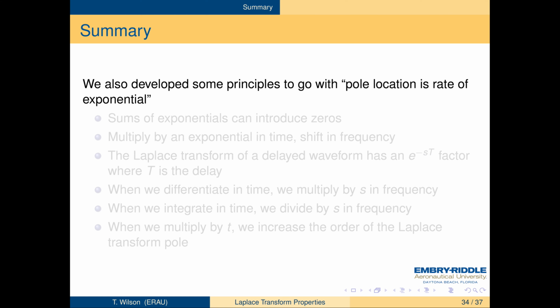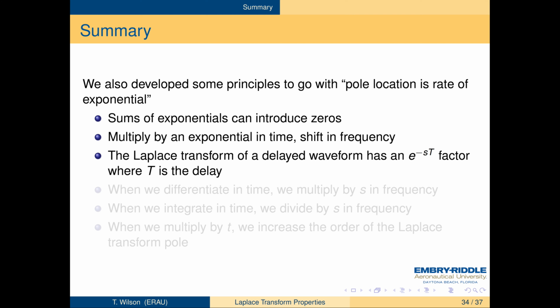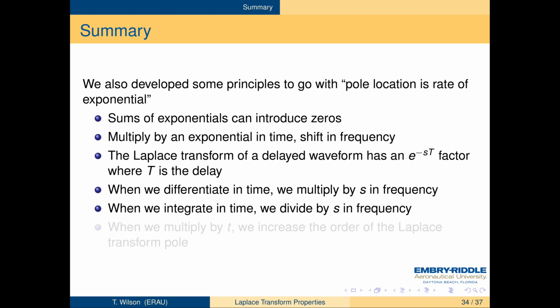Finally, we developed certain concepts along the lines of the pole location is the exponential rate. Using linearity, we saw that sums of waveforms introduce zeros into the Laplace transform. We saw that multiplying by an exponential of rate a shifted the Laplace transform by a. We saw that when we delay a waveform by capital T, the Laplace transform gets multiplied by e to the minus s times capital T, where capital T is the delay. We saw that when we differentiate in time, we multiply by s in the frequency domain, and that when we integrate in time, we divide by s. Lastly, we saw that when we multiply a waveform by t, we pick up another pole at the original pole locations.